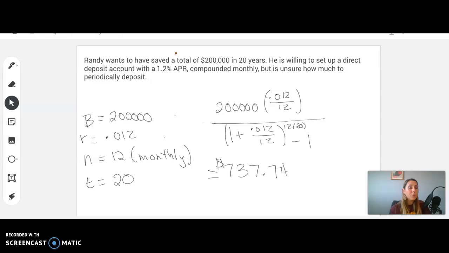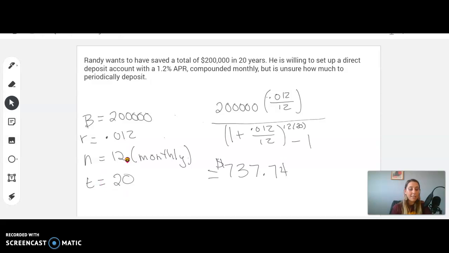He is willing to set up a direct deposit account with a 1.2% APR that is compounded monthly, but is unsure of how much to periodically deposit. So that's what we are going to be doing. So our balance is going to be the $200,000 that he wants at the end. Our interest rate is the 0.012. It's compounded monthly, so that means our N is equal to 12, and it's for 20 years.